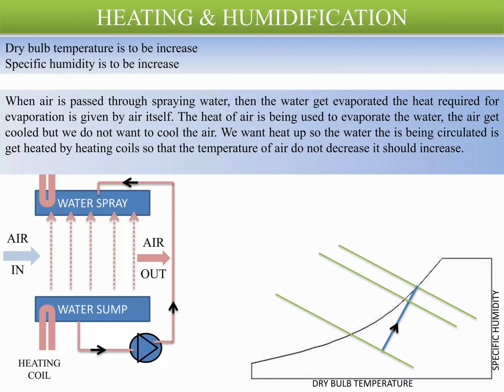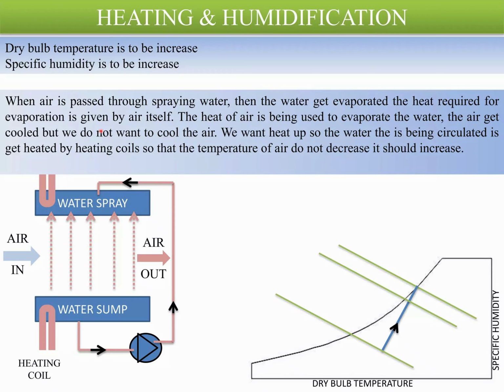Now we learn heating and humidification. Okay, so you can easily understand both our dry bulb temperature should be increased and specific humidity should also be increased because it is going in this direction. Dry bulb temperature to be increased, specific humidity to be increased. When air is passed through the spraying water, humidification means spraying water, and heating means you should use some heating coil. So both of them are used in this case.